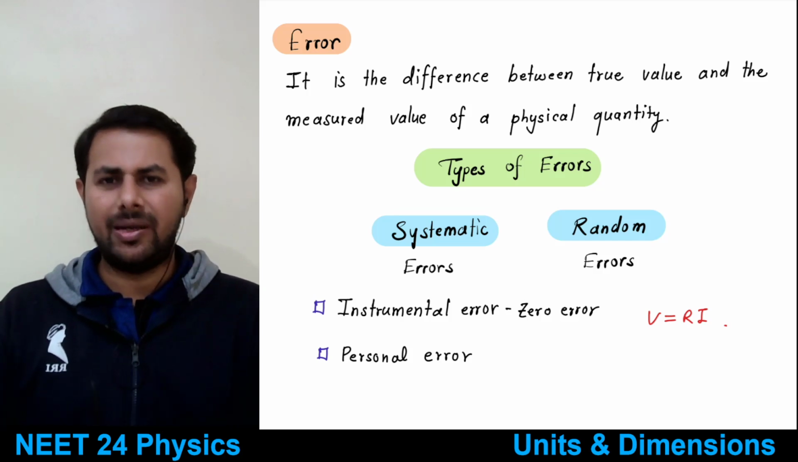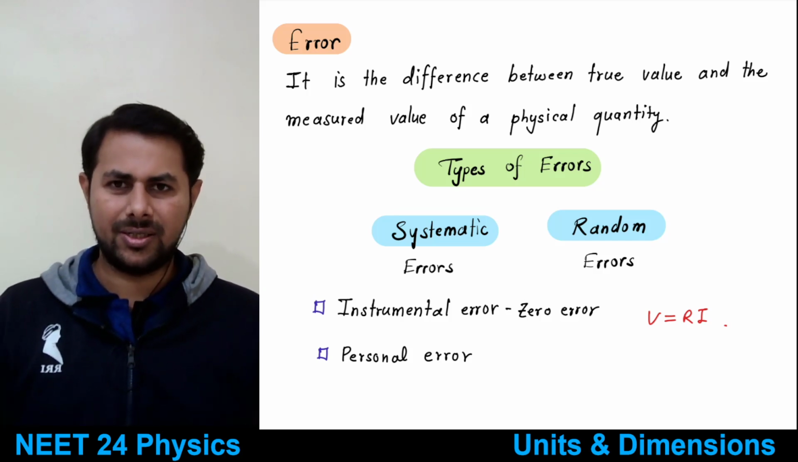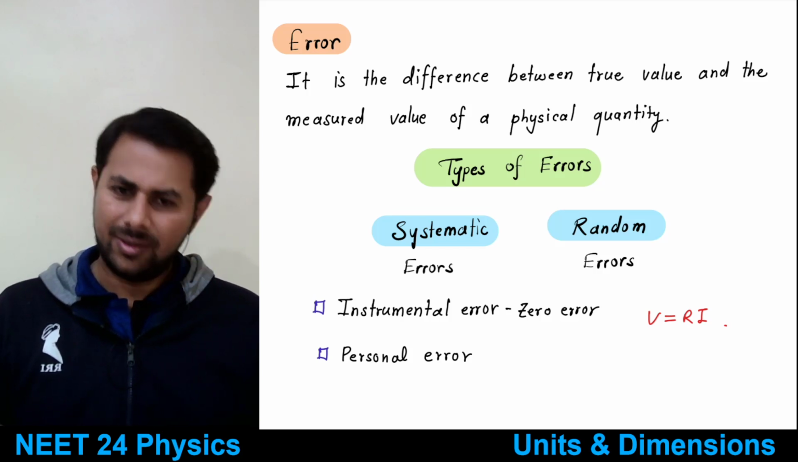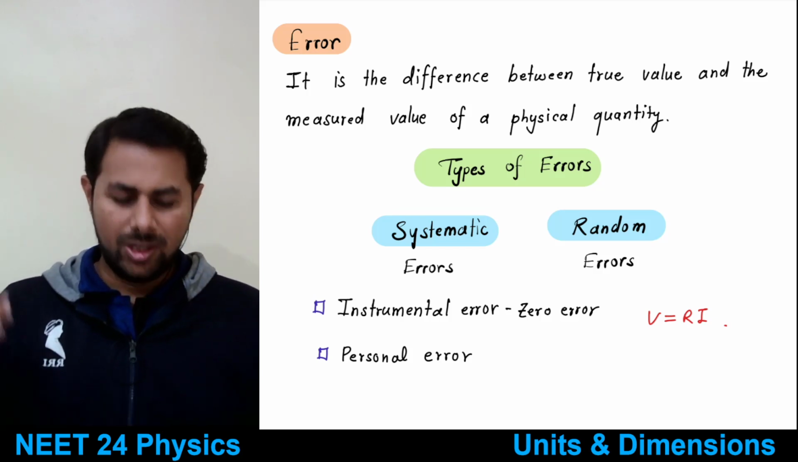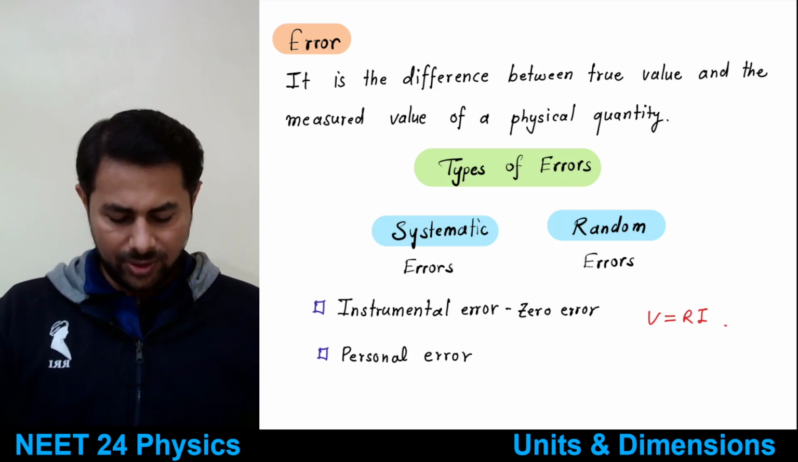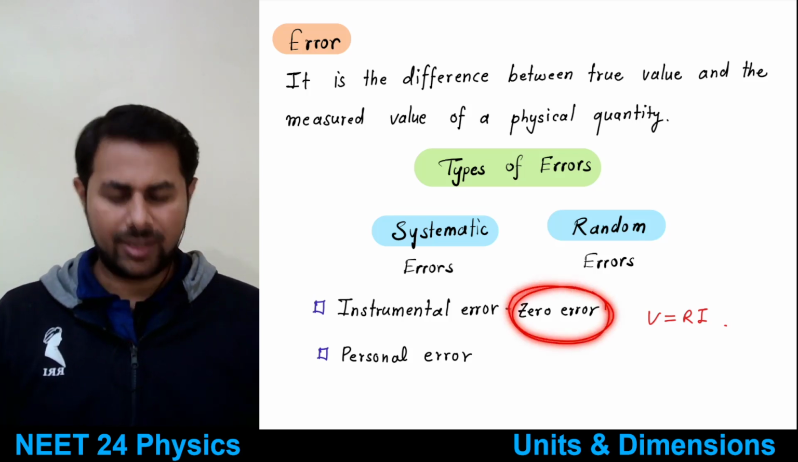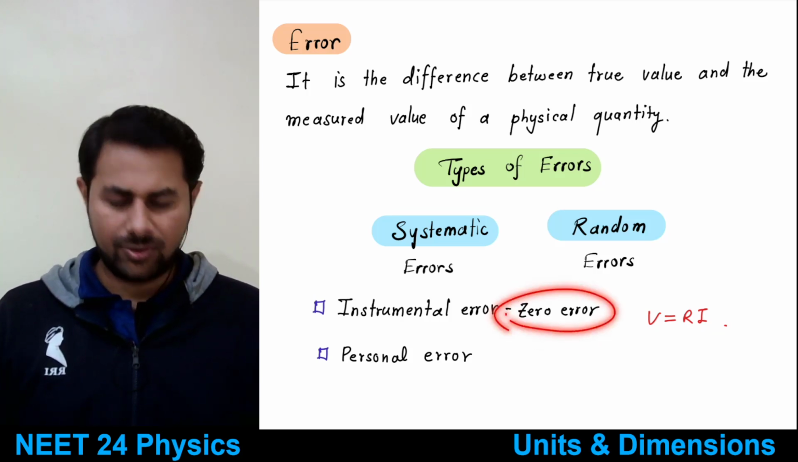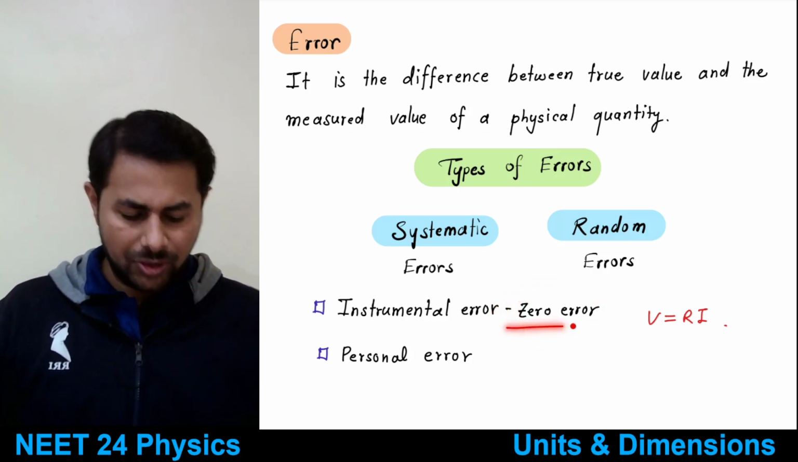When there is 10 milliamperes of actual current flowing in the circuit, it will show what? 11 milliamperes, right? Very good, it will show 11. So each time it is showing 1 milliampere extra. This kind of error is known as zero error. This kind of error is known as what? Zero error.